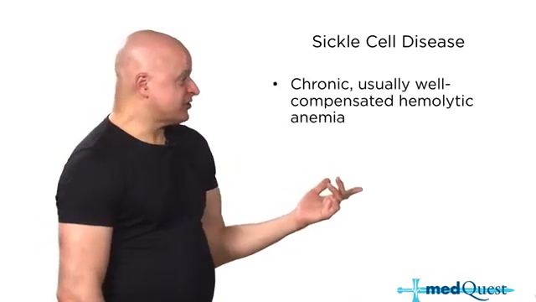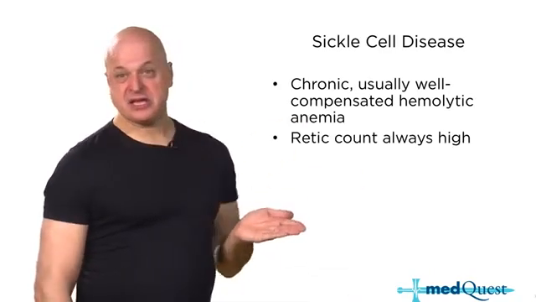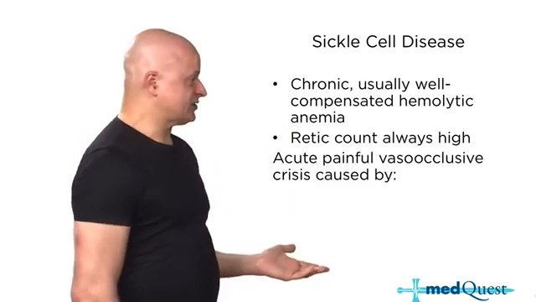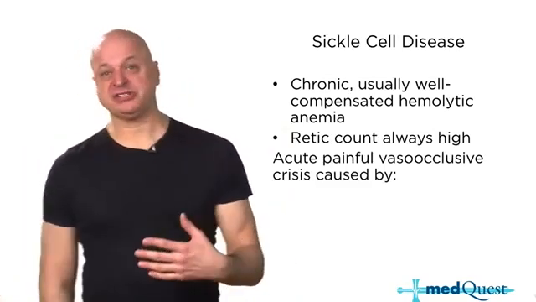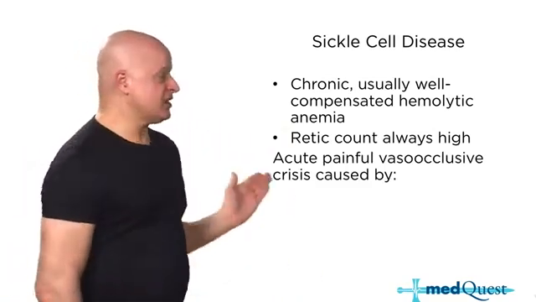So how do you tell it's sickle cell disease if they are all hemolytic anemias? The way you tell it's sickle cell disease, a chronic compensated anemia where reticulocyte count is high, is because they have acute painful crises. None of the others cause pain.